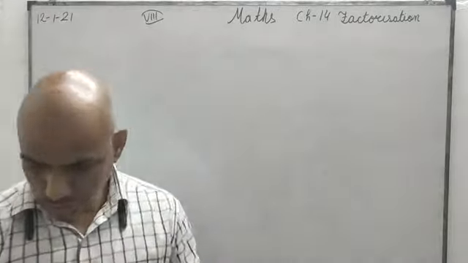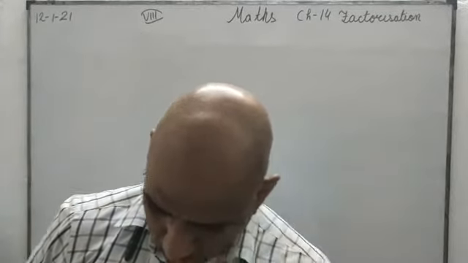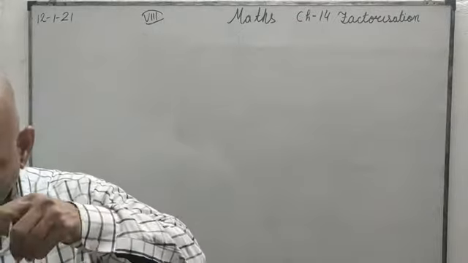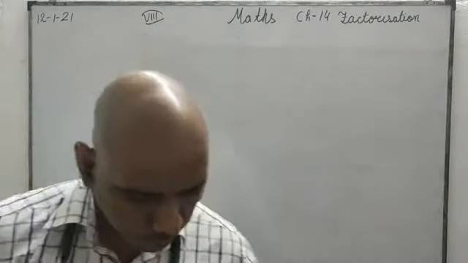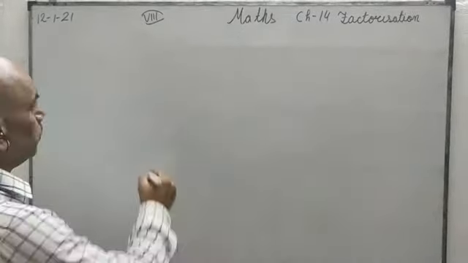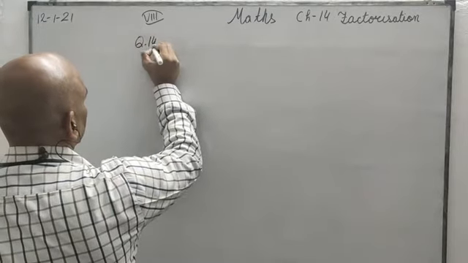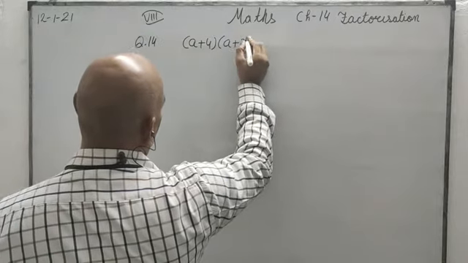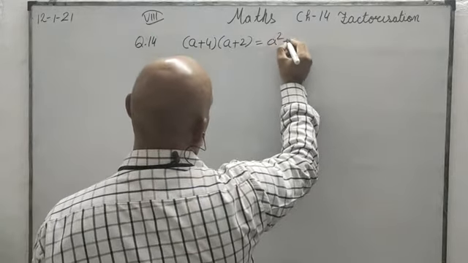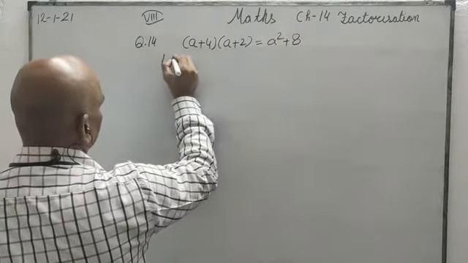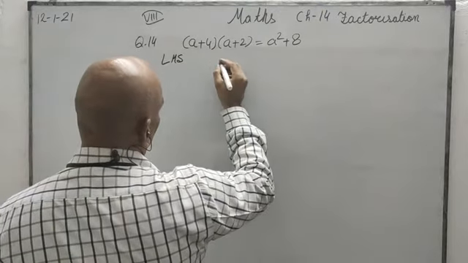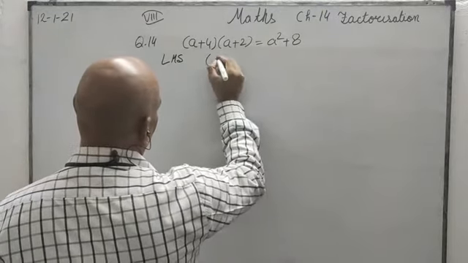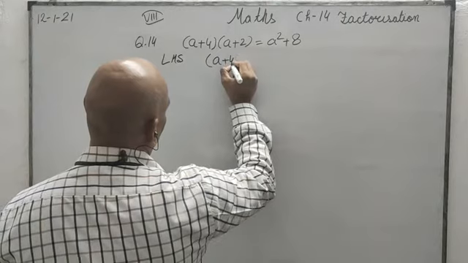What is there in question number 14? A plus 4 and a plus 2. He is saying it is a square plus 8. What you are saying? Is it correct? No. Till now, not even a single question he was correct. So, how can he be correct now?